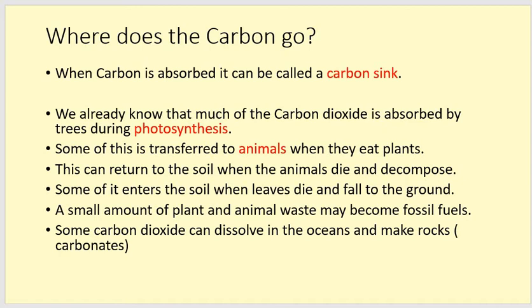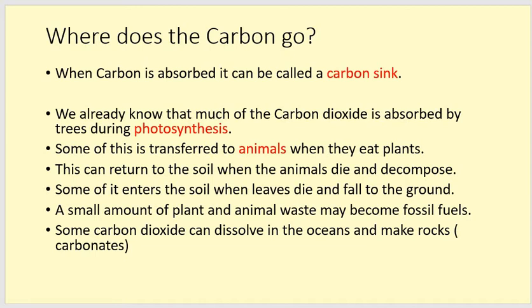Some carbon will also enter the soil when the leaves on trees die and fall to the ground. For most deciduous trees in this country, that happens in the autumn. For evergreen trees, leaves actually come off all year round and top up the carbon in the soil all year round. Small amounts of plant and animal waste historically became fossil fuels. That means they fell under the ground, they're put under extreme pressure, and they made either gas or petrol or coal.